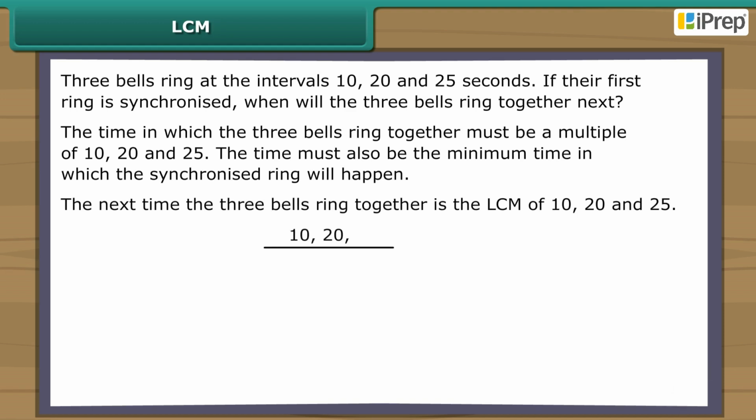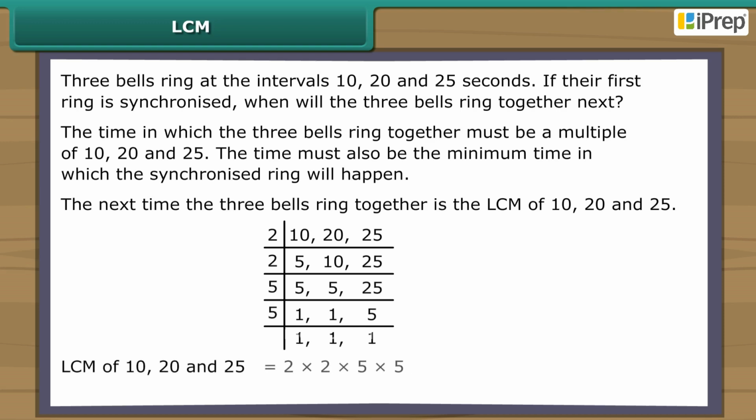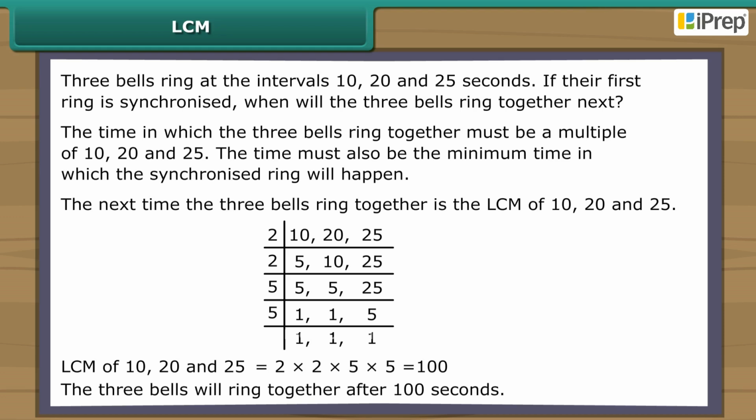LCM of 10, 20 and 25 is equal to 2 into 2 into 5 into 5, which is equal to 100. The 3 bells will ring together after 100 seconds.